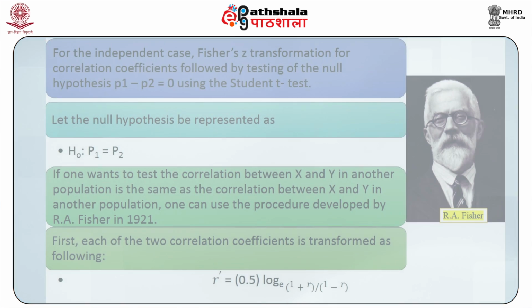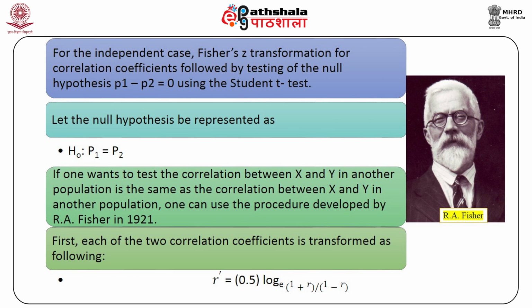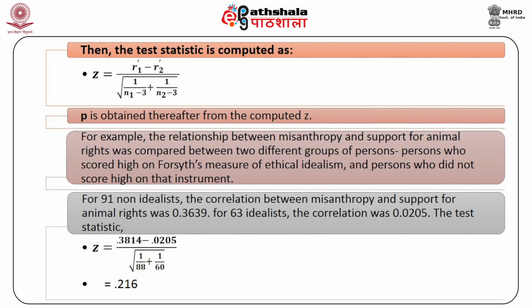Assessing the significance. For the independent case, the Fisher's Z transformation for correlation coefficients is followed by testing of the null hypothesis rho 1 minus rho 2 equal to 0 using the student's t-test. Let the null hypothesis be represented as H0: rho 1 equal to rho 2. That is, the two are equal or the difference between them is 0. If one wants to test whether the correlation between X and Y in another population is the same as the correlation between X and Y in this population, one can use the procedure developed by R.A. Fisher in 1921. For each of the two correlation coefficients, transformation is done as r dash is equal to 0.5 log of 1 plus r upon 1 minus r. Then the test statistic is computed using the Z equation given here and the probabilities obtained thereafter from the computed Z.